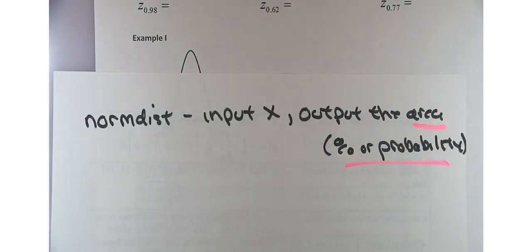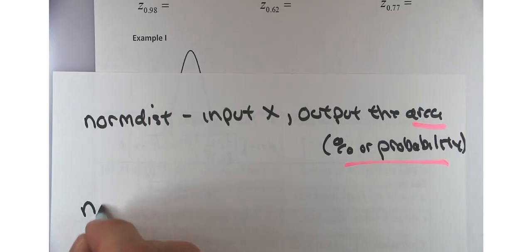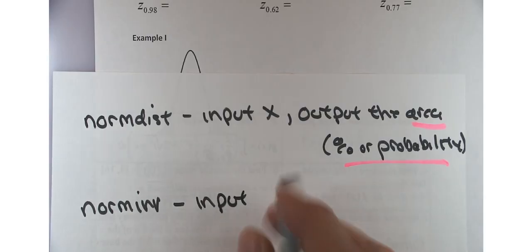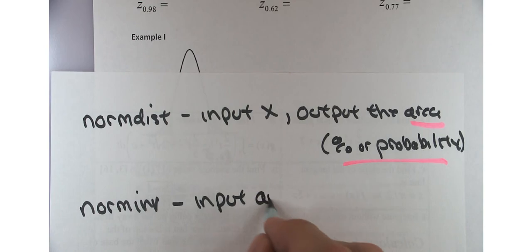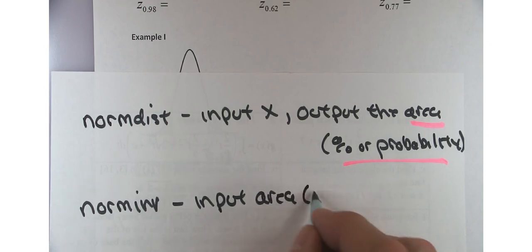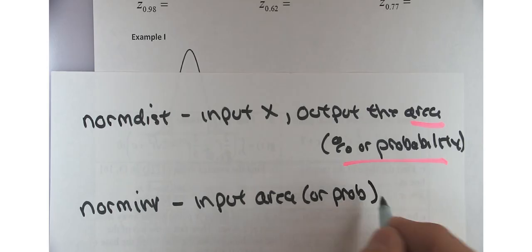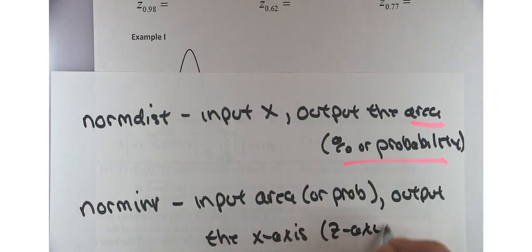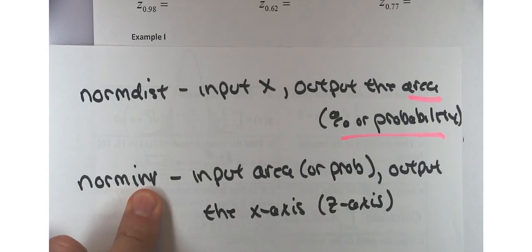In contrast, your norm inverse is going to input the area or probability and it's going to output the value on the x-axis or z-axis. So they're doing exactly opposite things of each other, and it's appropriately named. One of them is the exact inverse of the other one. You're just switching the roles of the input and output.